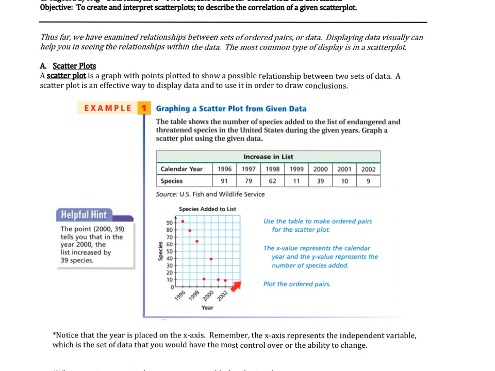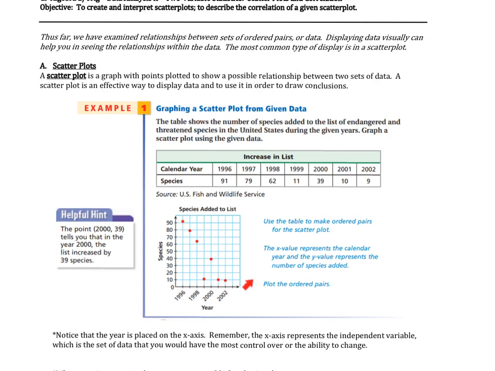This data is graphed in an XY coordinate plane. Usually it's just the first quadrant. If you think about the XY coordinate plane as a 4-quadrant thing, a scatter plot is typically only going to take the first quadrant, and you graph in there. You don't really graph the other 3 quadrants, but it is an XY coordinate plane. In this particular problem, the x-axis would be your year, and the y-axis would be species.